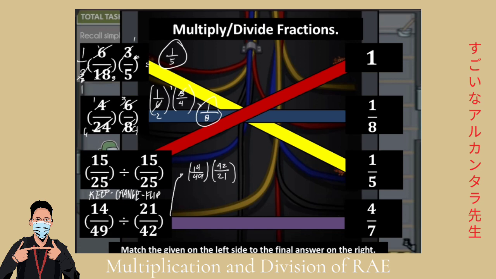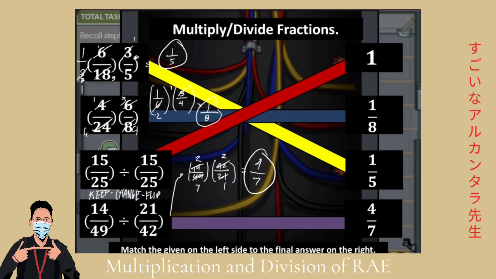And that's it, basically. So we can simplify this. 14 can be 2, this could be 7. The GCF they have is 7. 42 and 21, they can be simplified. This is 2, this is 1. The GCF is 21. 2 times 2 is 4, 7 times 1 is 7. So this is your final answer. So that's how it looks. So again, there are different ways of solving this, but always remember the rule for division compared to multiplication of fractions.